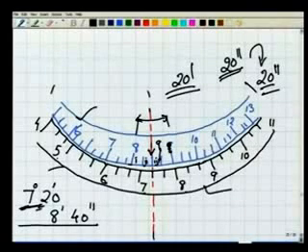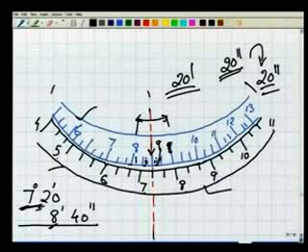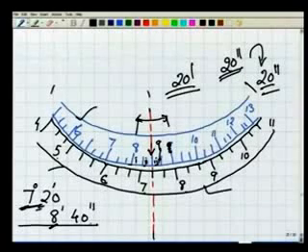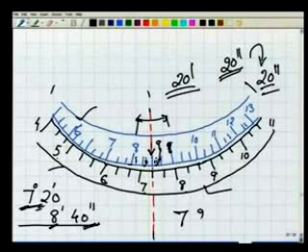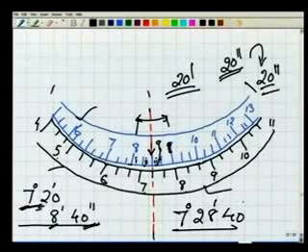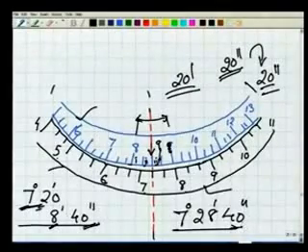Well, what is the value of the angle? In this case, we have passed 8 minutes already. From 8 to 9, in between, our red line is there, which is the aligning mark, and we have passed 1 and 2. So the vernier says the reading is 40. So the total reading will be 7, 28 and 40. 7 degrees, 28 minutes and 40 seconds, because 20 seconds is the least count of this instrument. So this is one way of reading the vernier.